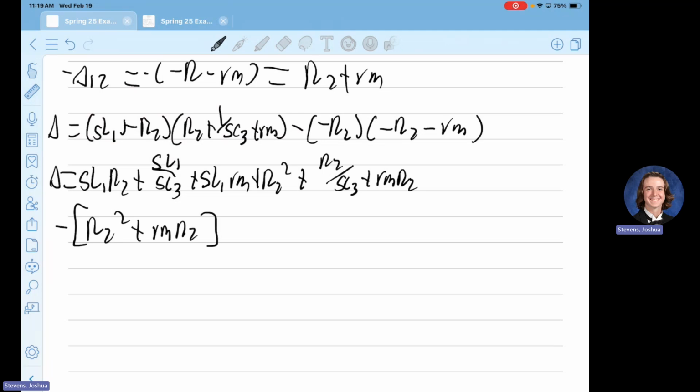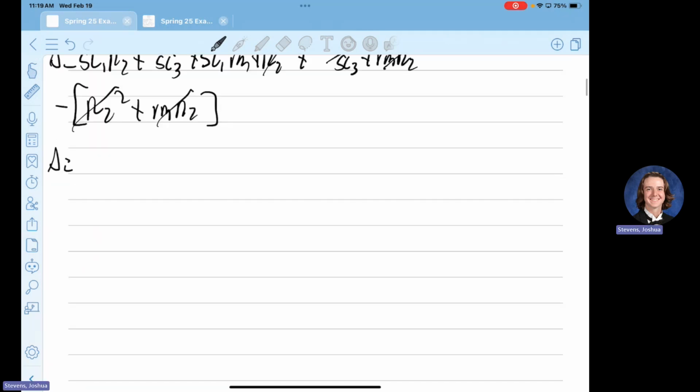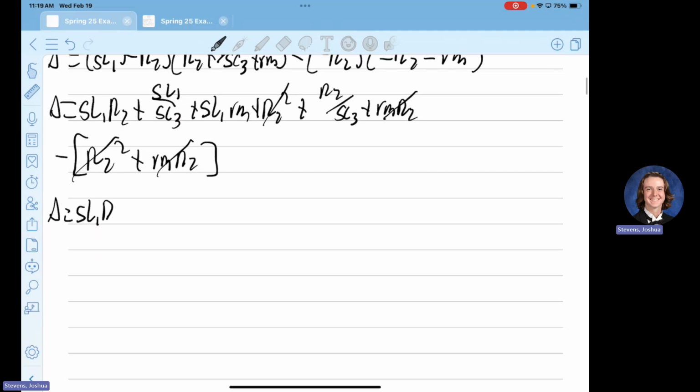And as you can see, I have terms that are similar in both instances. So I have an R2 over here, and I also have a negative R2 when I distribute this negative out. So that also cancels out. Same thing with this RM R2. Those are canceled out. I'm left with my determinant of SL1 R2 plus SL1 over SC3 plus SL1 RM plus R2 over SC3. Do y'all agree? That's what I got.